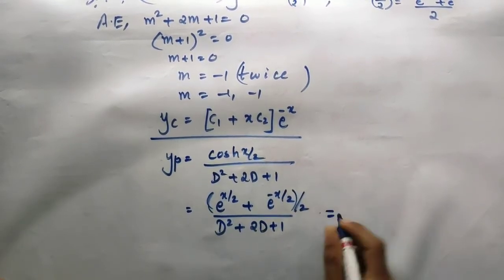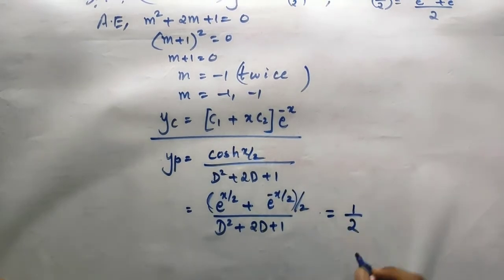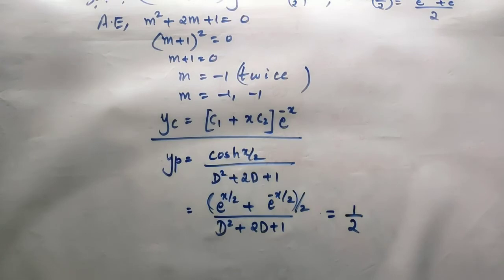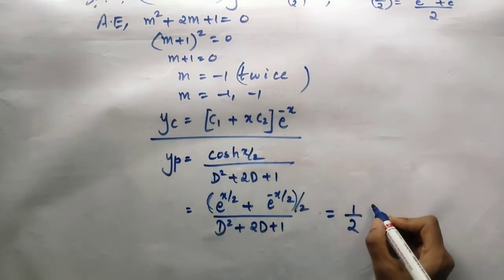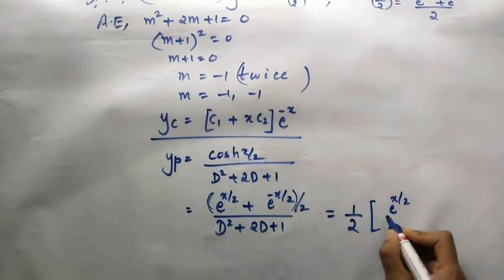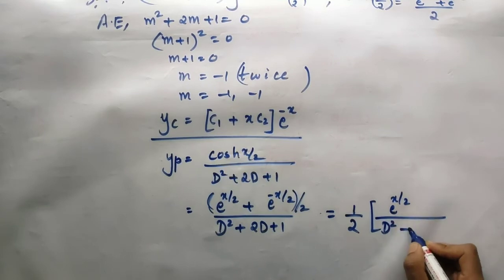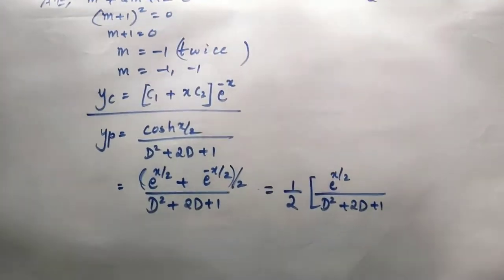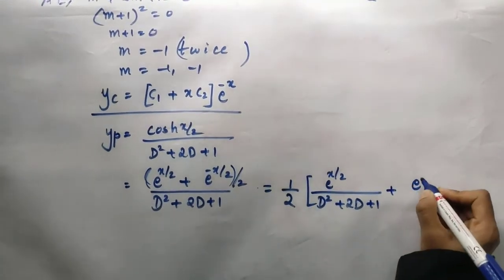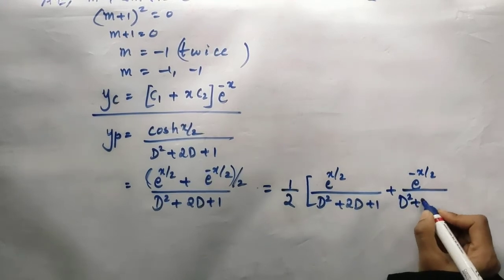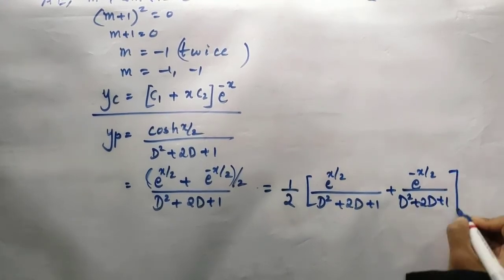And also this 1 by 2 I'll take it outside, okay. Because cos hyperbolic x by 2, I have already written in the beginning what its value is, so we'll use it here. So 1 by 2 is taken outside and we are separating the terms now. So it will be e to the power x by 2 divided by D square plus 2D plus 1, plus e to the power minus x by 2 divided by D square plus 2D plus 1. So we'll solve it together now.